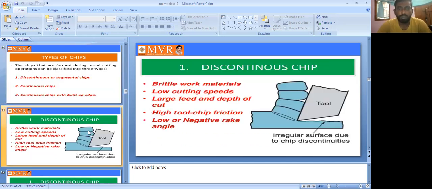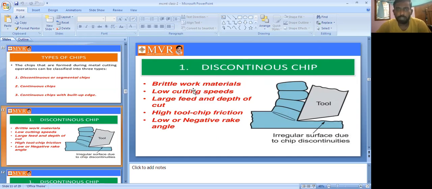The first one we will discuss is the discontinuous chip. This is a block diagram. Discontinuous chip means we cannot get the chip properly, so we are getting the chip in pieces. That's why we call it a discontinuous chip. Here is the tool and the workpiece. The tool is removing material, and the removed material is the chip. There is an irregular surface due to the discontinuous chip.